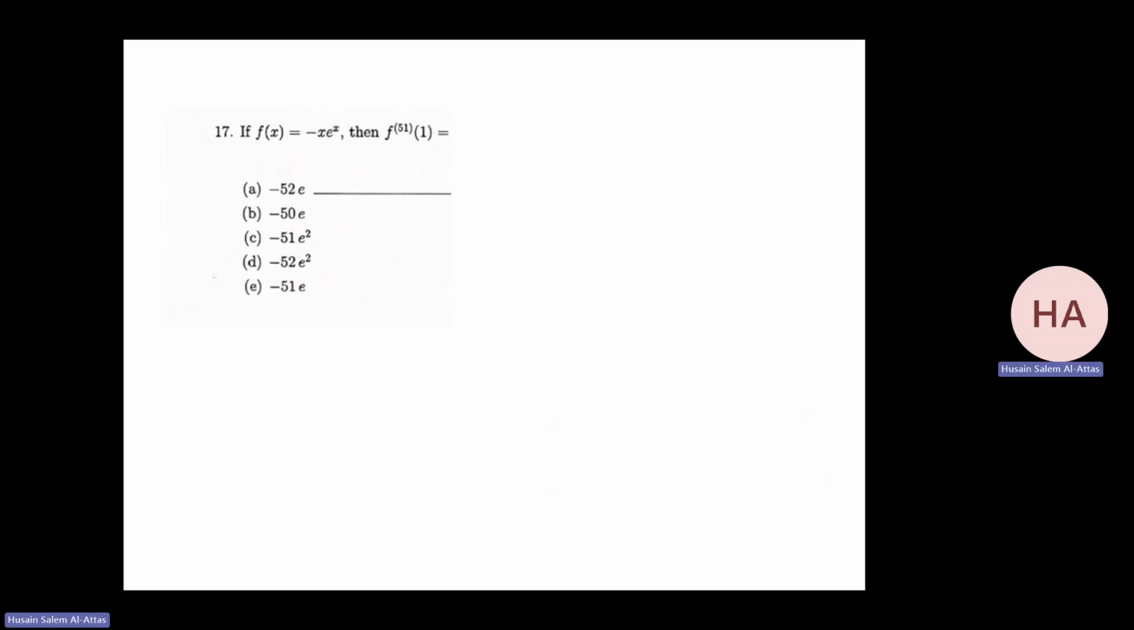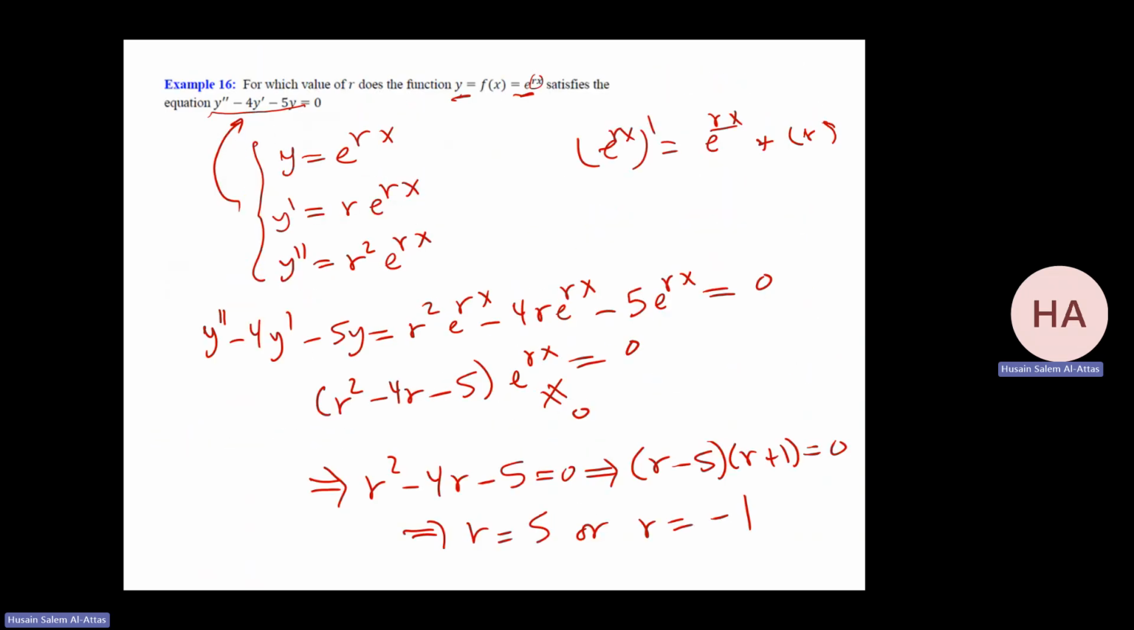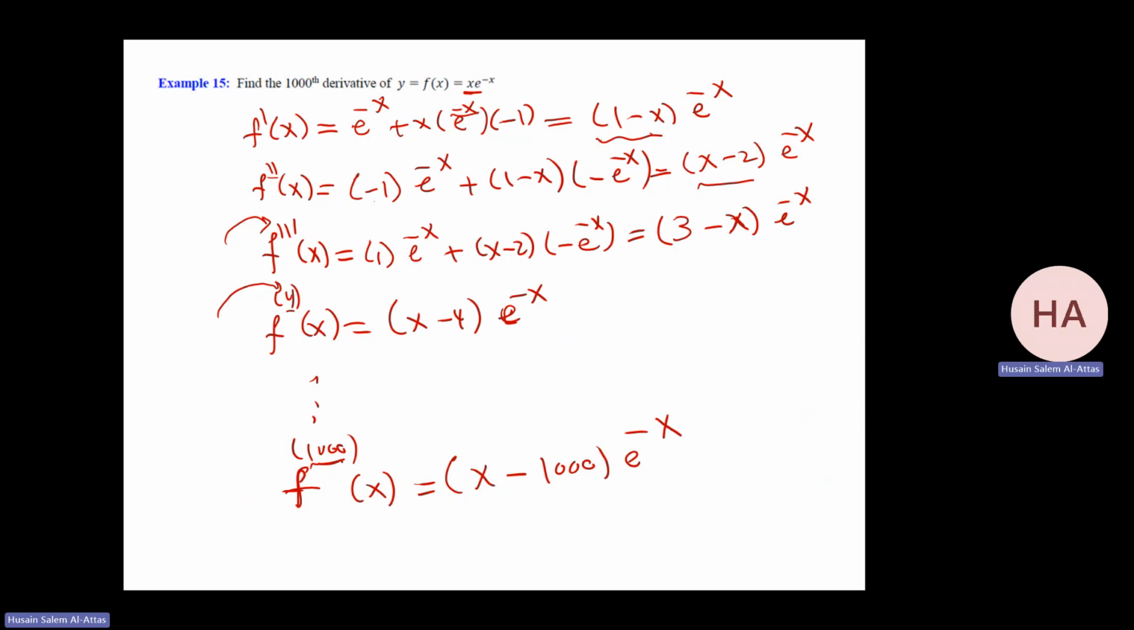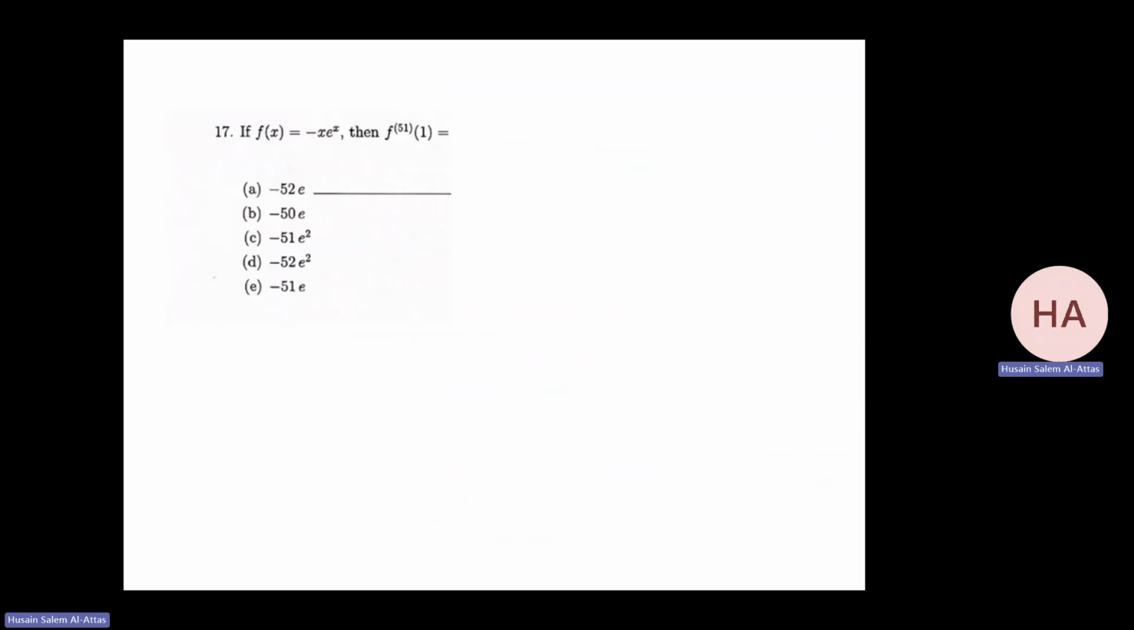Next, minus x e to the power x. I want the 51st derivative at 1. We did x e to the power x, and then x is minus x. That will be easier. Now let us see what will happen. See the pattern. It's just a minus sign. I can't throw it away.